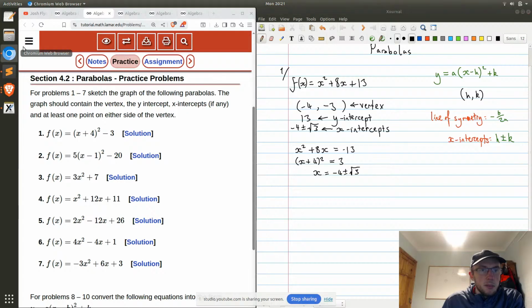Just thinking about what would be best. Okay, so the y-intercept is 13. And the vertex is -4, -3, beg your pardon. And the x-intercepts are -4 plus or minus root 3, which is -4 plus or minus 1.732 approximately. So I think this portion would be quite fine for the job.